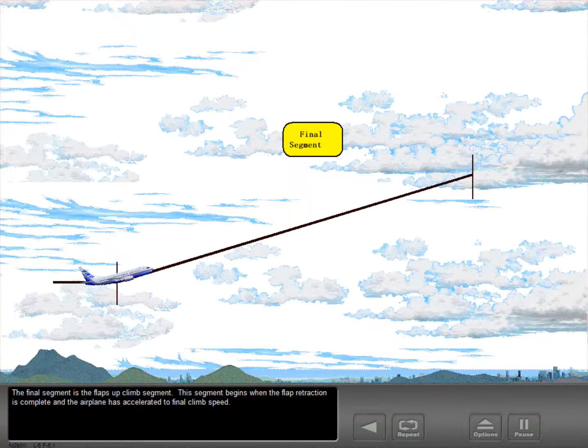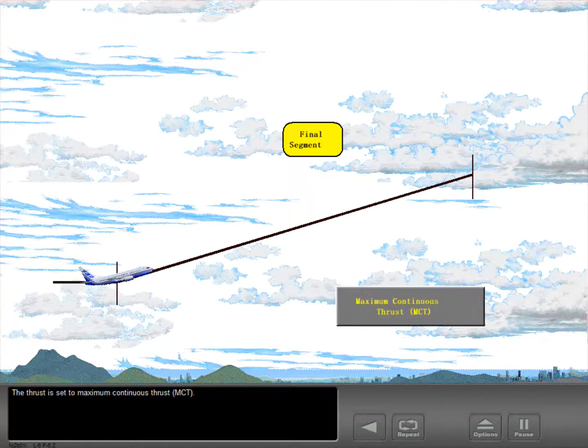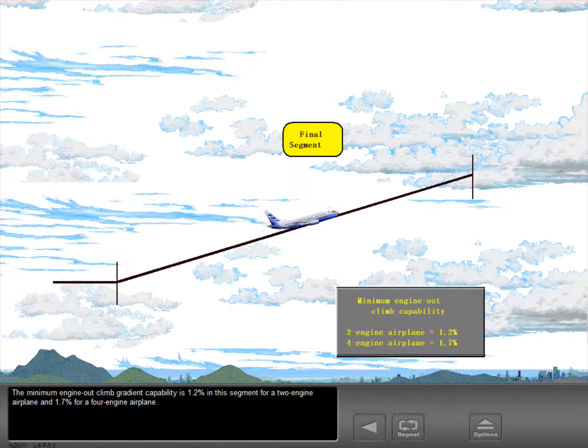The final segment is the flaps up climb segment. This segment begins when the flap retraction is complete and the airplane has accelerated to final climb speed. The thrust is set to maximum continuous thrust, MCT. The minimum engine-out climb gradient capability is 1.2% in this segment for a 2-engine airplane and 1.7% for a 4-engine airplane.